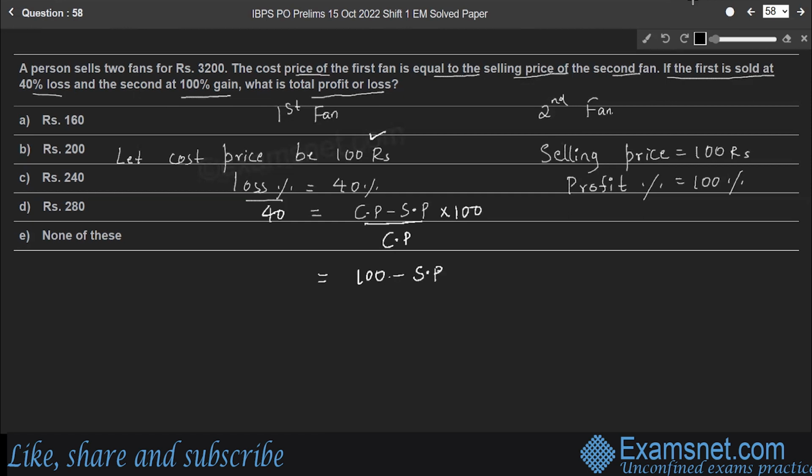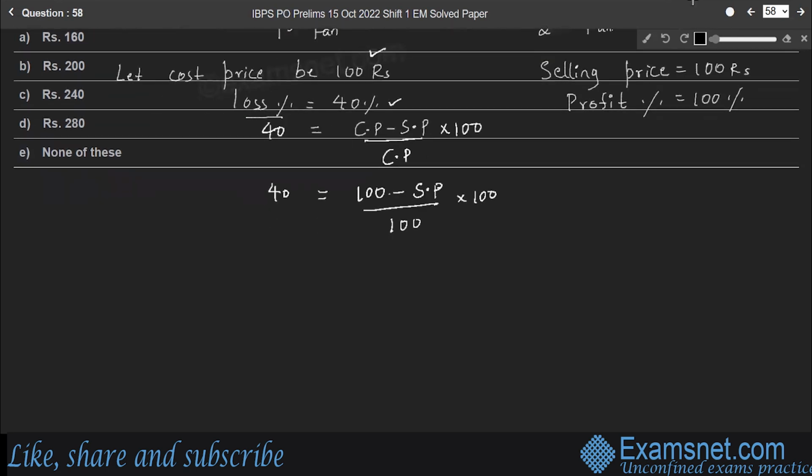So the first fan is sold at some price so that there was a loss of 40%. So 100 minus selling price, divided by 100, into 100. Therefore, the selling price of the first fan is 100 minus 40, which is 60 rupees. 60 rupees was the selling price of the first fan if the cost price was 100 rupees.